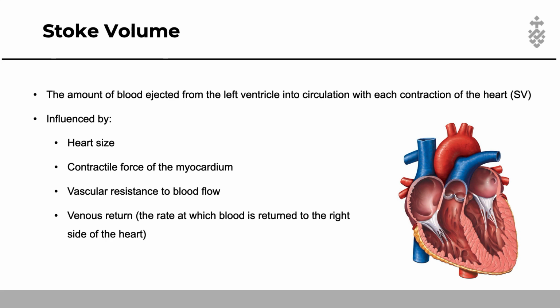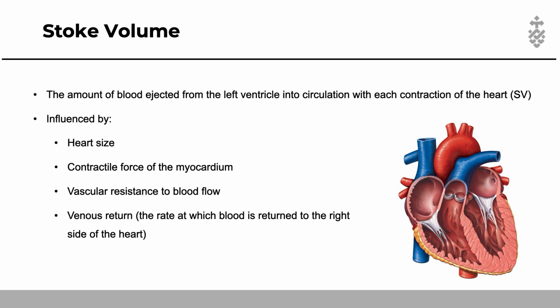So stroke volume is simply the amount of blood pumped out of the heart with each beat. Now, the size of the stroke volume is influenced or limited by many, many factors. This can include the size of the heart. Obviously, the bigger the heart, the more blood it can take in and the more blood it can eject. The contractile force of the myocardial tissue. So if the heart muscle is stronger, it's probably going to be able to pump out more blood with each contraction. Also, the vascular resistance to blood flow and the venous return.